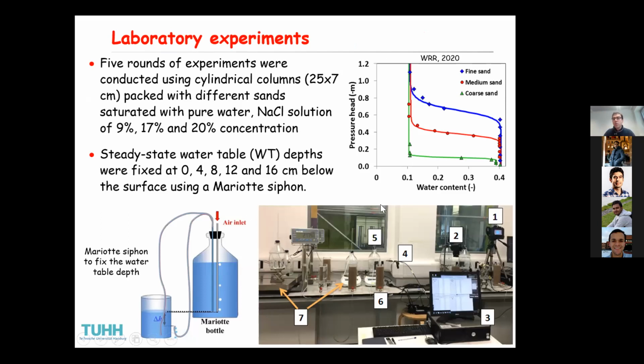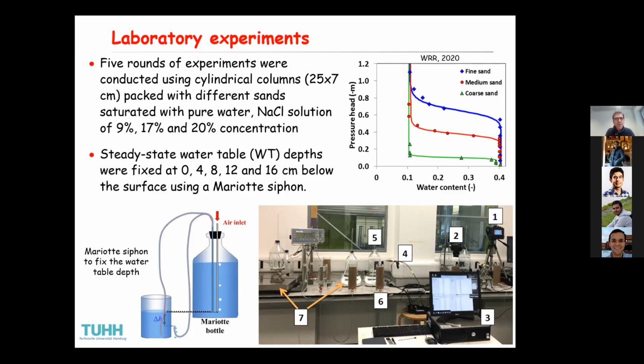To study that, we did some experiments in the lab. This is the experimental setup we have in the lab. We used different types of porous material, sand: fine, medium, and coarse textured. We measured the capillary pressure saturation curve in the lab, and then we could fix the water table using this Marriott siphon at a well-defined depth below the surface.